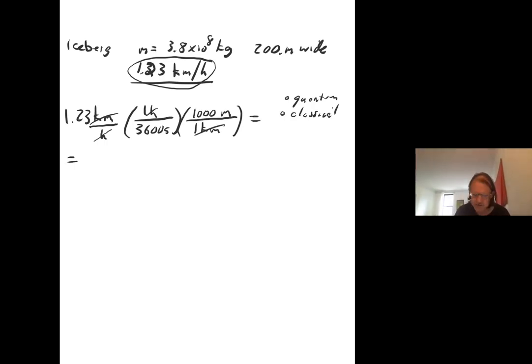So 1.23 divided by 3,600 times 1,000, and you get 0.342 meters per second. Remember, we want to have MKS: meters, kilograms, and seconds. So now we've got kilograms, meters, and meters per second, so we're set. So lambda is h over mv.